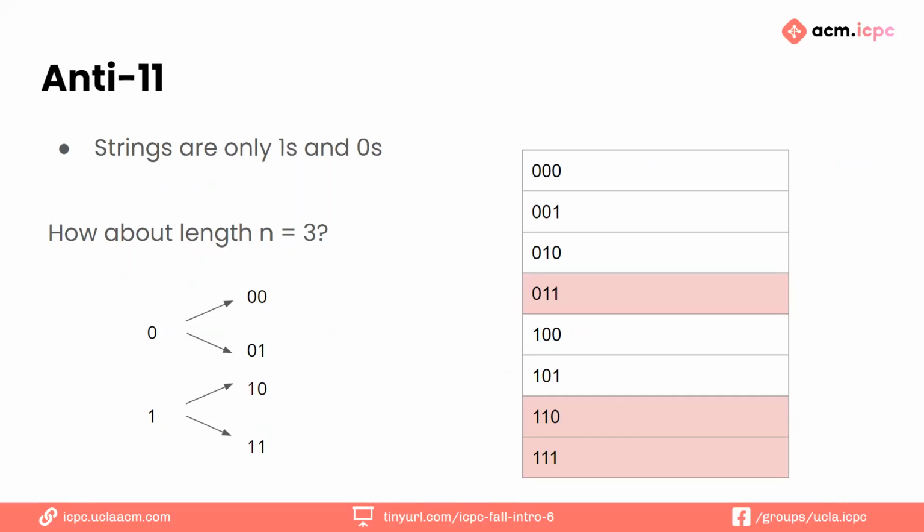And then for strings that end in 1, you can only do it if the last one ended in 0. So you just take the last value of strings that ended in 0 and don't add the ones that ended in 1.